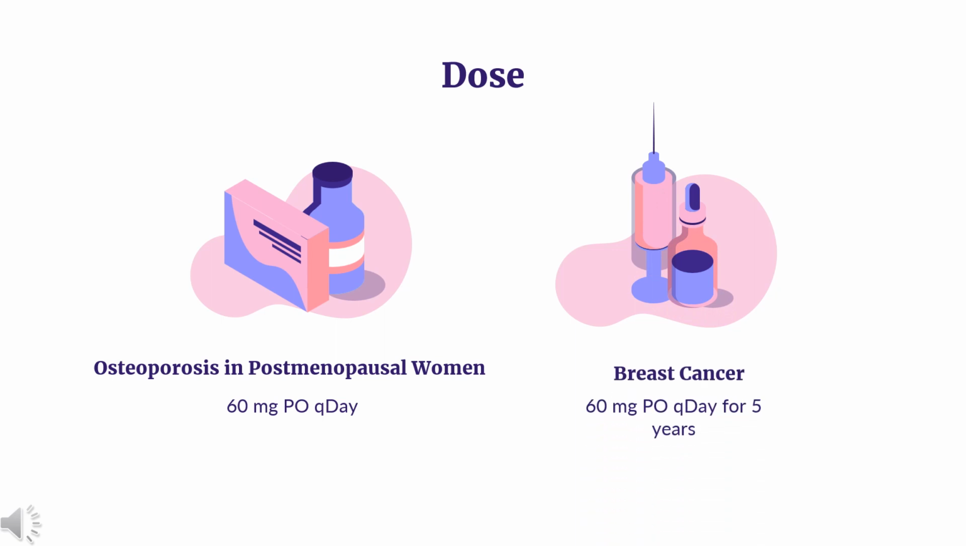Dose: osteoporosis in postmenopausal women, 60 mg PO QD. Breast cancer prevention, risk reduction of invasive breast cancer in postmenopausal women at high risk for invasive breast cancer: 60 mg PO QD for 5 years.